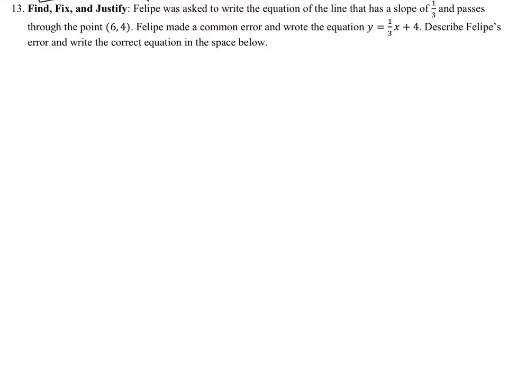Find, fix, and justify. Philippe was asked to write the equation of the line that has a slope of 1/3, and passes through the point 6, 4. Oh, what the heck. Philippe made a common error and wrote the equation y equals 1/3 x plus 4. Now, we did talk about this. We addressed this already. So, hopefully, we understand what his error was, and we can write the correct equation below as well. So, what did he do, you guys? What did he do?